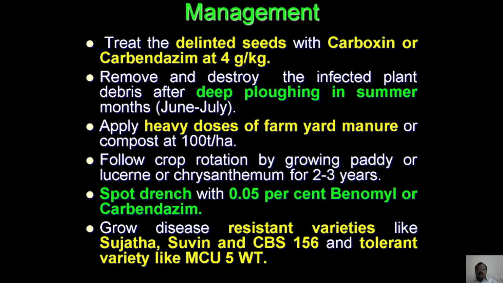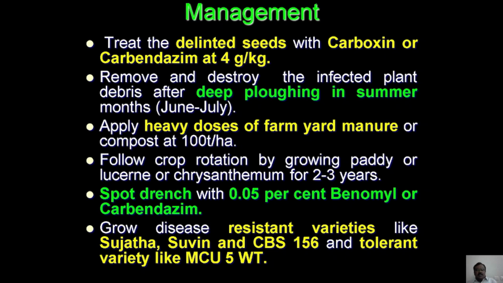And then you have to treat the seeds. Acid delinting of the seed is done to get rid of the sclerotia as well as the conidia, which get attached with the fuzz. And these acid delinted seeds have to be treated with carboxin or carbendazim at the rate of 4 gram per kg. We have to remove the infected plant debris which harbors the inoculum, and then go for deep plowing in summer, which helps in exposing the soil borne inoculum and drying it so that the infection ratio gets reduced. And then apply heavy doses of organic manure, which is helpful in building up the beneficial microbial population.